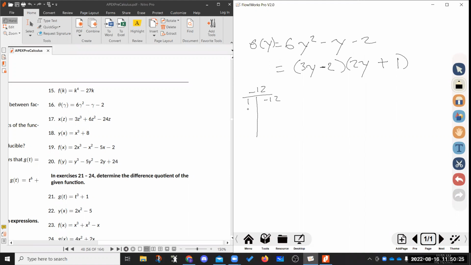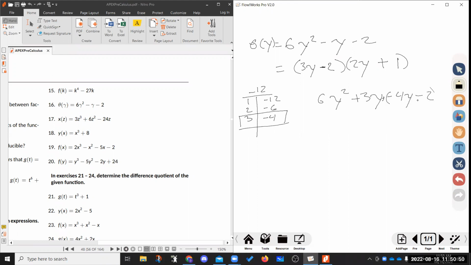So 1 and -12, 2 and -6, 3 and -4. And I'm done because once I start making the positive factor bigger, then I'm not going to get a negative number on the inside. Which of these add to give me -1 in the middle? Those do right there. So I could make this.